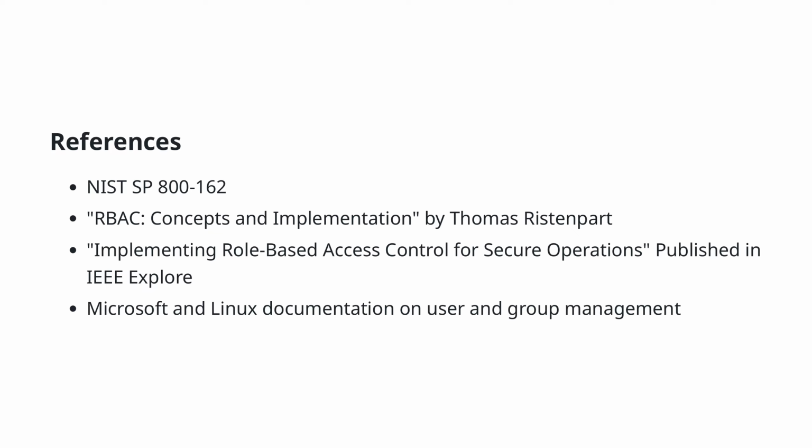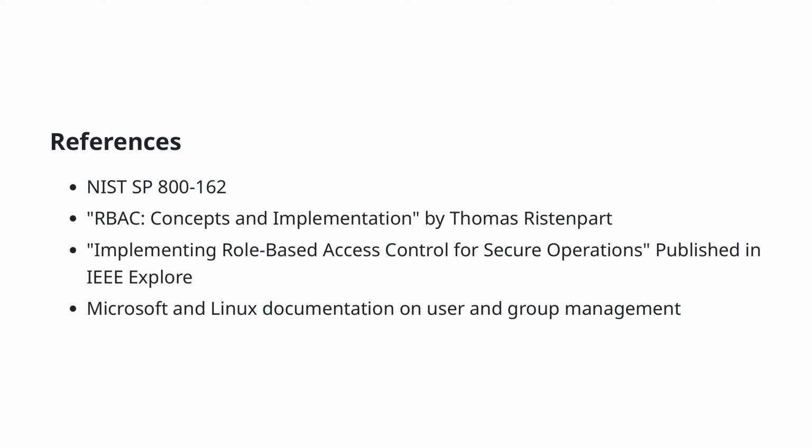On this slide, we have a list of references that are essential for understanding role-based access control, RBAC, in more depth. The first reference is NIST SP 800-162, which is a comprehensive guide to attribute-based access control, providing detailed frameworks and principles that correlate well with RBAC concepts. Next, RBAC, Concepts and Implementation by Thomas Ristenpart is a valuable resource for diving into the theoretical and practical aspects of RBAC. This book is well regarded in the field and offers a solid foundation for implementing RBAC systems.